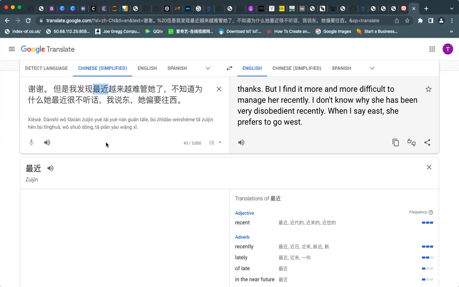Okay, let's hear this one. Zuijin, that's great. Recently, right? Zuijin. And then more and more, yuelaiyue. So that's more and more, like if something is increasing, like things are getting more and more difficult, yuelaiyue. If things are getting more and more nice, you say yuelaiyue. So you hear yuelaiyue a lot of times. When you hear people say yuelaiyue, Zuijin, yuelaiyue.